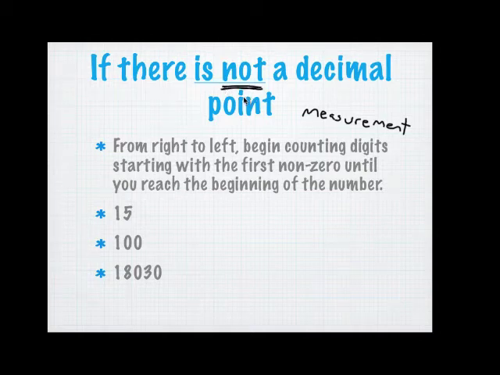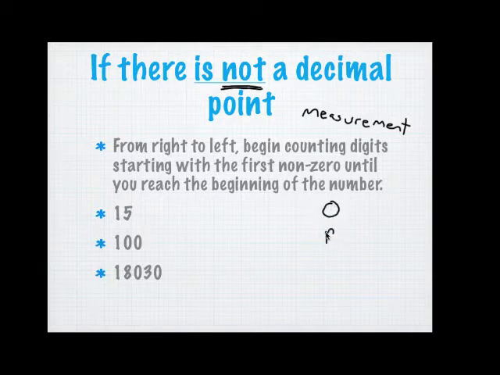The first thing you have to do when you look at a number is judge: does it have a decimal point? Does it not? Easy thing to do. So the rule is that from right to left, you begin counting the digits, starting with the first non-zero, until you reach the beginning of the number. So we're counting backwards, basically, from the end of the number to the beginning, starting at the first non-zero. And really, the only thing we're trying to worry about when we're counting is zeros.